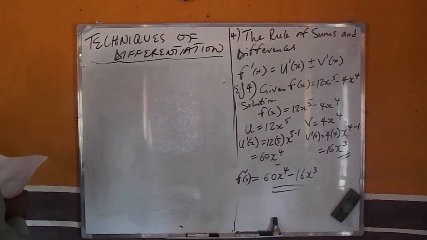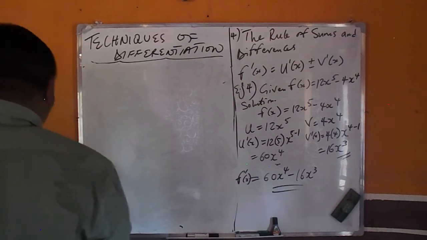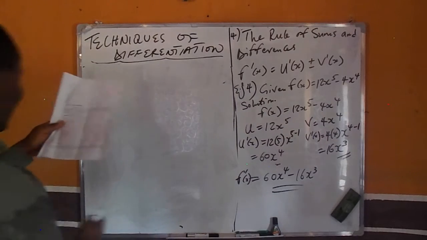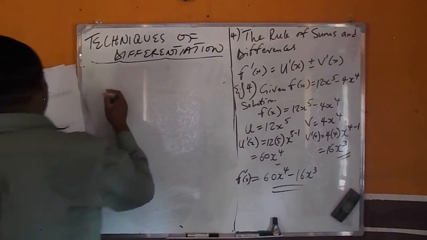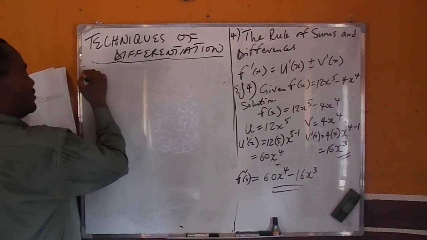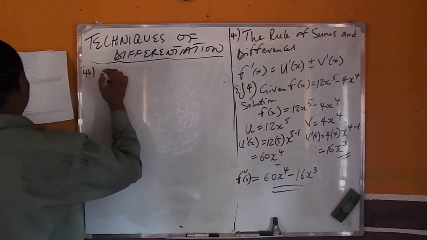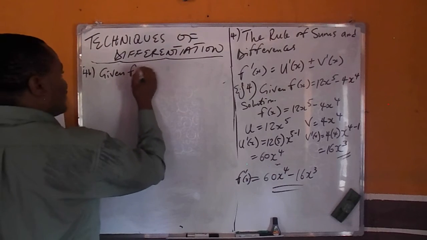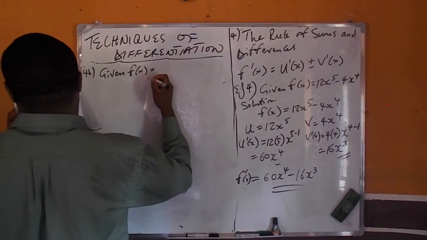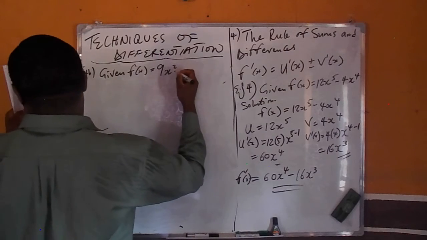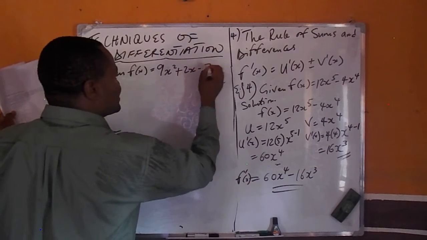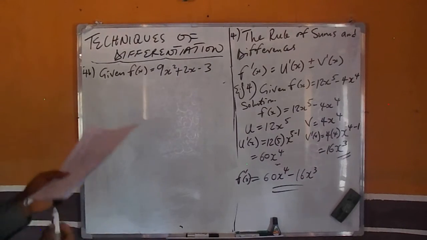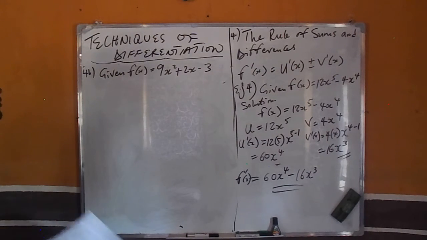If we have sum and differences in a particular question, how do we solve it? For instance, look at this question, let's call it 4b. Given f of s equals 9s squared plus 2s minus 3. How do we solve this kind of question?